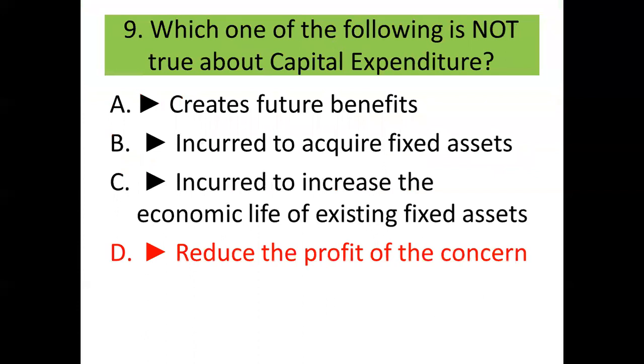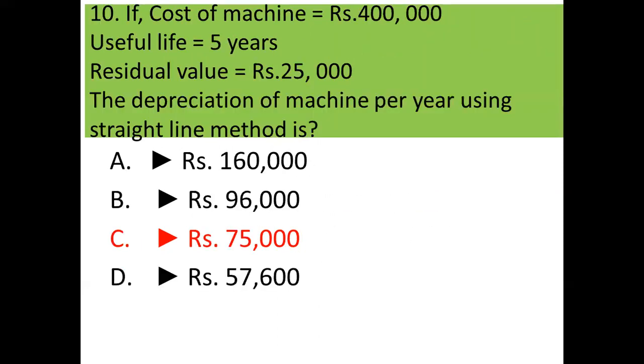Which of the following is not true about capital expenditure? It reduces the profit of the concern. This is not true. But capital expenditure creates future benefits, yes. It is incurred to acquire fixed assets, yes. And it is incurred to increase the economic life of existing fixed assets, yes. These first three statements about capital expenditure are true, but the fourth one is not true. It doesn't reduce the profit of the concern.